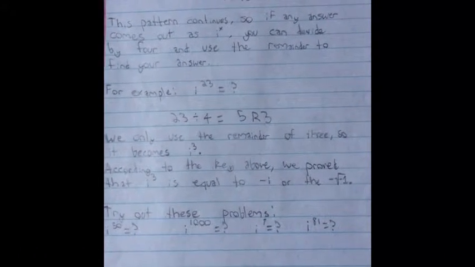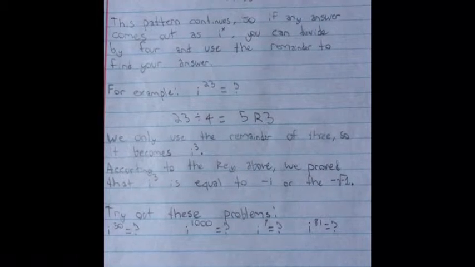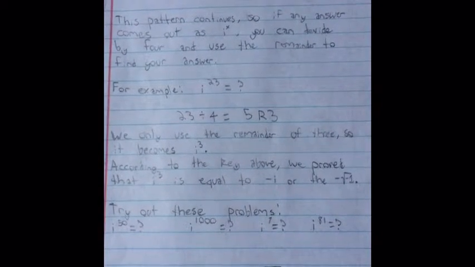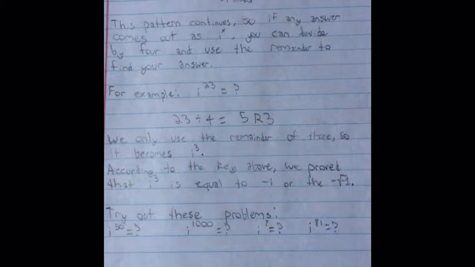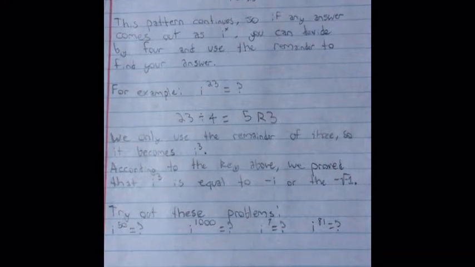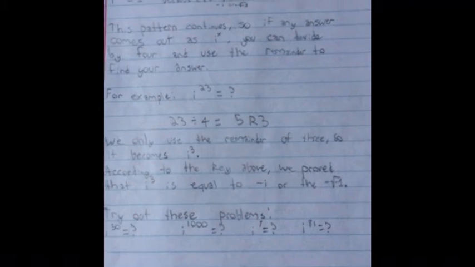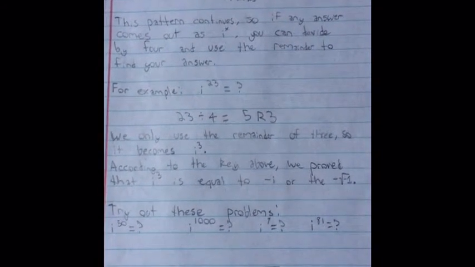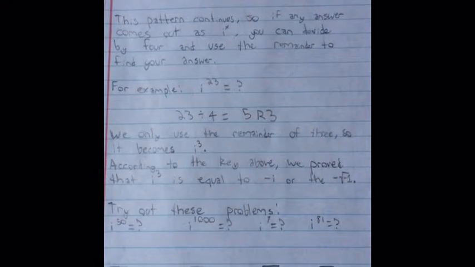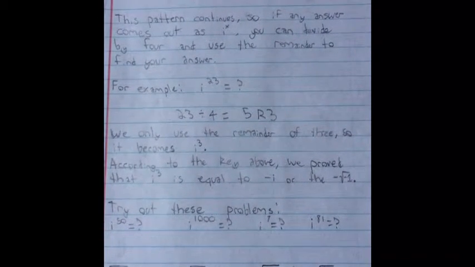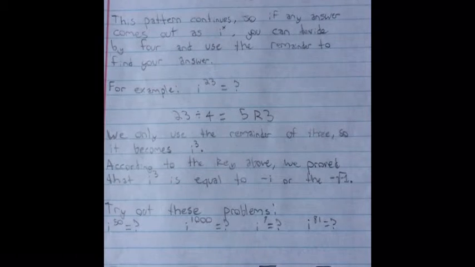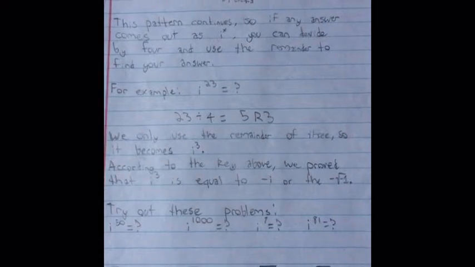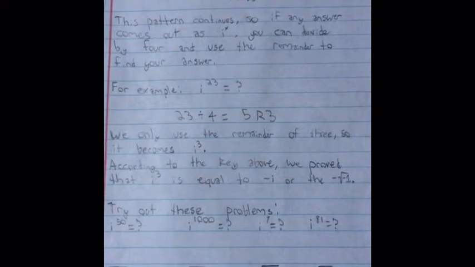You can divide by 4 and use the remainder to find your answer. For example, i to the 23rd power: 23 divided by 4 is 5 with a remainder of 3. We only use the remainder, so it becomes i to the third power, and i to the third power is -i. So according to the key above, we proved that i to the third power is equal to -i, or the negative square root of -1.